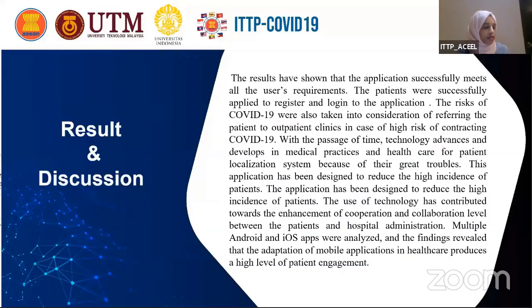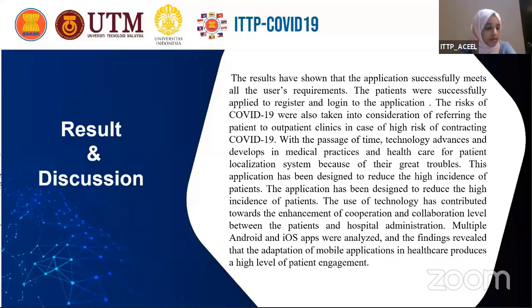So now for the result and discussion. The results have shown that the application successfully meets all the users' requirements. The patients were successfully able to register and log into the application. The risk of COVID-19 was also taken into consideration by referring the patient to outpatient clinics in case of high risk of contracting COVID-19. With the passage of time, technology advances and develops in medical practice and healthcare for patient localization systems because of their great troubles.